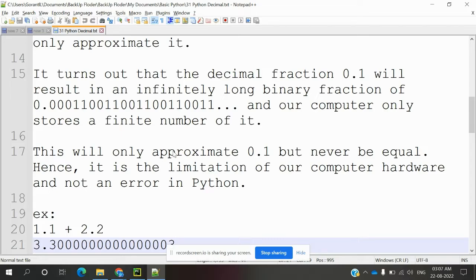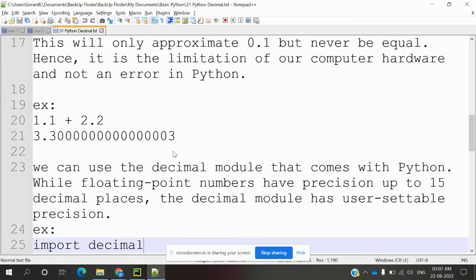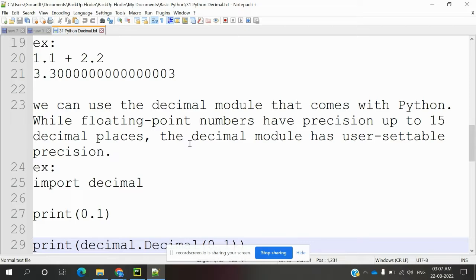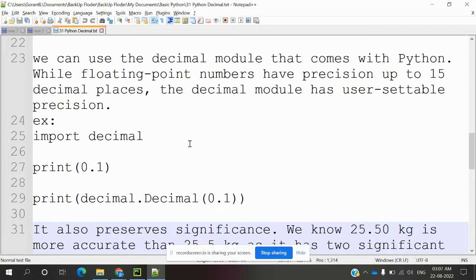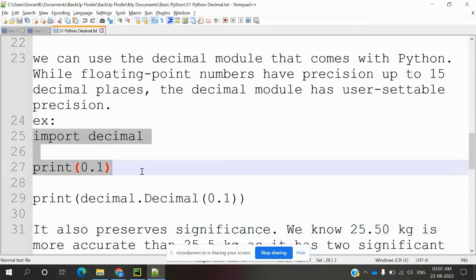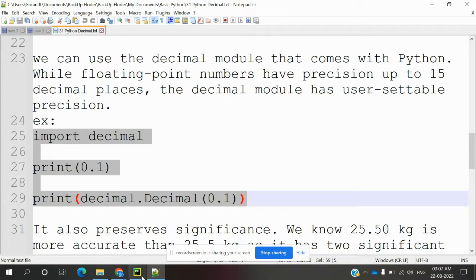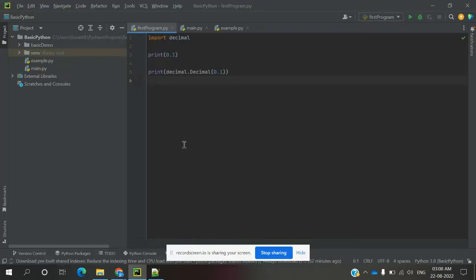By default, Python will get some hardware limitation in this way. For example, 1.1 plus 2.2 becomes 3.3, and the remaining values will not come out when using the computer. You can use the decimal module that comes with Python. While floating point numbers have precision up to 15 decimal places, the decimal module has user-settable precision. We can see this with a simple example. Let's execute it and you can understand how it works.